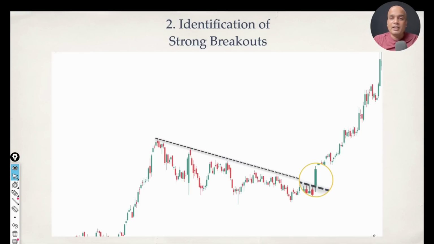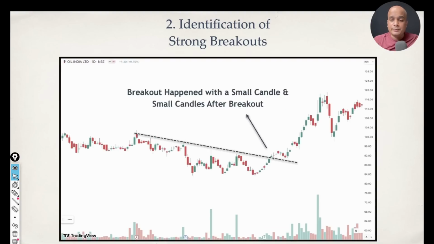See, for example, this is an identification of strong breakouts. This is a magnified version of the breakout candle. I have zoomed in a little bit. If you observe this, the breakout candle looks very powerful and the price went upside, right? This is an example of a good breakout. Now, if you observe this particular chart, there is a resistance trend line. It connects around 5 peaks. This is quite a powerful resistance trend line.